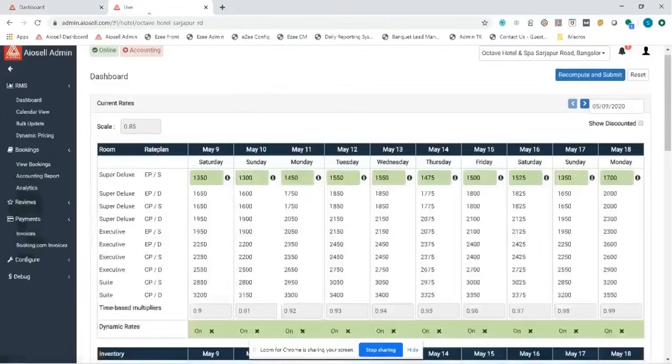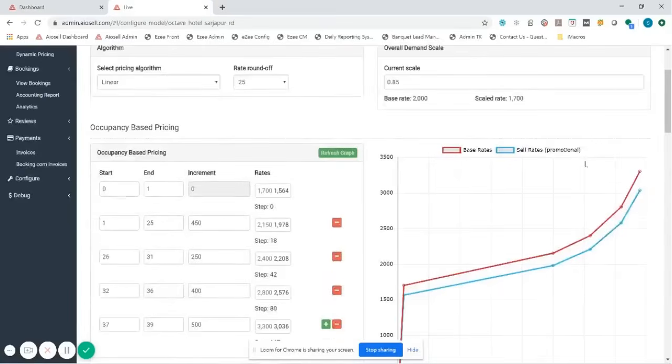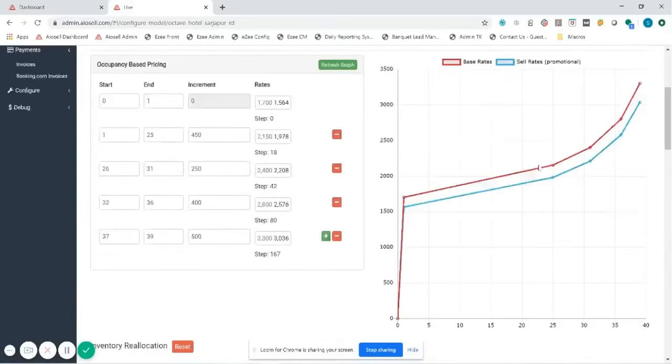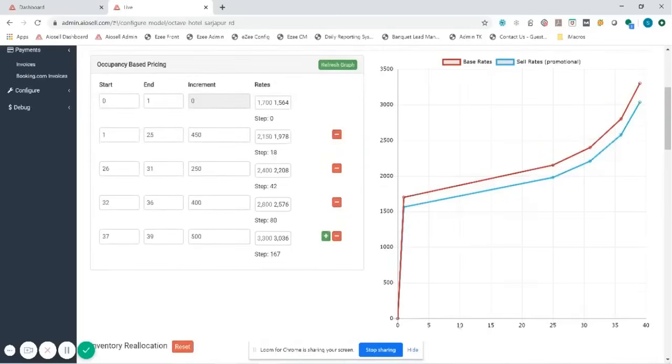Let us jump to the backend to figure out how these prices are getting calculated. There are many technical parameters here that I will cover. The first of these parameters is occupancy-based pricing. Here on the x-axis, we have the total number of rooms. For this particular hotel, we have 40 rooms. On the y-axis, we have the total prices. The key idea is that every room should be sold at a different price. As the number of rooms sold increases, the price keeps on increasing.